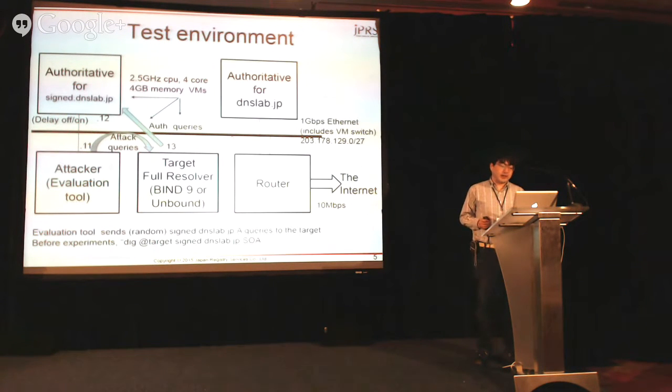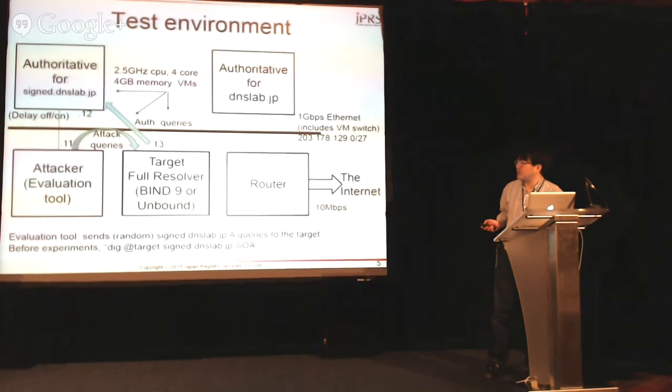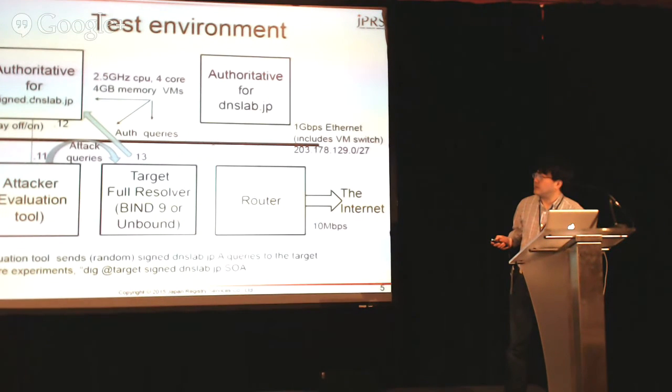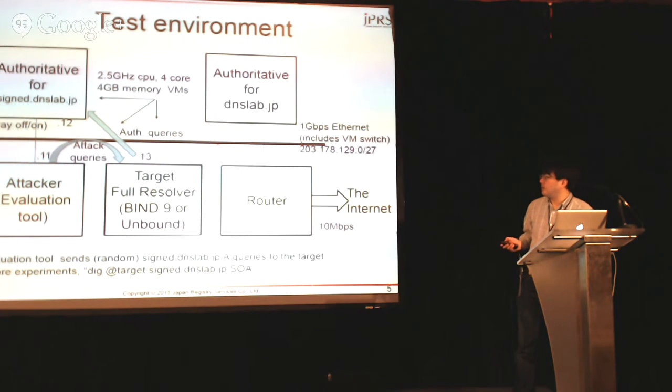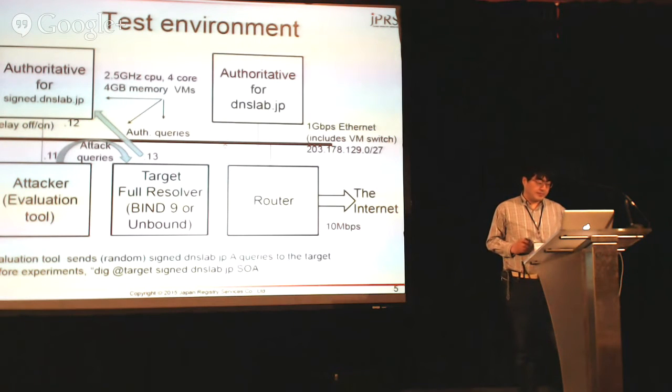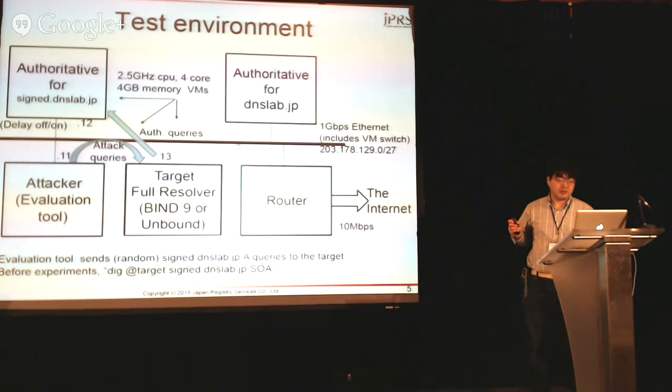And this is my test environment. I prepared 3 VMs, 2.5 GHz CPU, 4-core, 4 GB memory VMs. One runs the evaluation tool, another runs BIND or Unbound full resolver, and the other is the authoritative server for signed.dnslab.jp, and I used signed.dnslab.jp as a target domain name. Before experiments, I performed dig @target full resolver signed.dnslab.jp SOA to cache dnslab.jp and signed.dnslab.jp information.